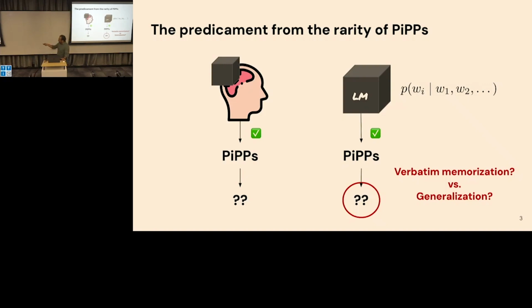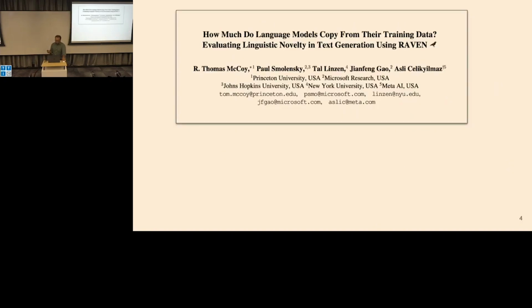And so the question is, are they just simply spitting out exactly what they've seen, and is that why they say this is grammatical? Or are they actually doing some kind of generalization? This question has been studied by many people in CompLang and NLP. This is one of my favorite papers to motivate this example.